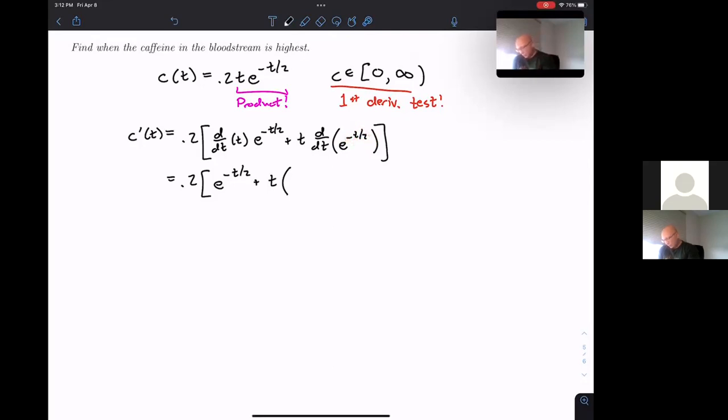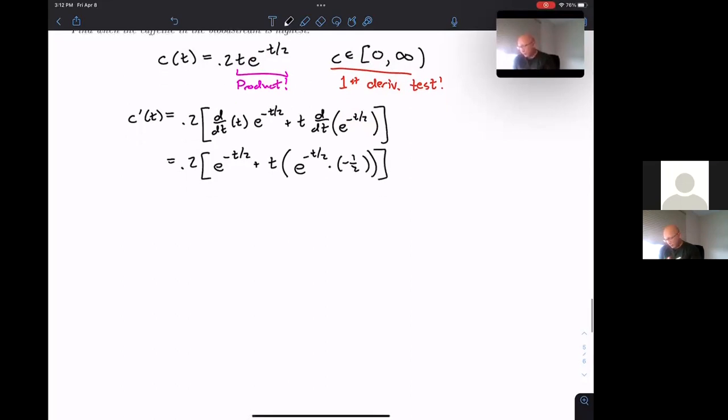Okay, so what am I going to get? I'm going to get e to the minus t over 2, times the derivative of the thing inside the exponential function. So the derivative of minus t over 2 is just minus 1/2. Okay, so I have a little chain rule in there. Be very careful. Okay, let me clean this up just a hair. So this is 0.2 times e to the minus t over 2, and then minus t over 2 times e to the minus t over 2.